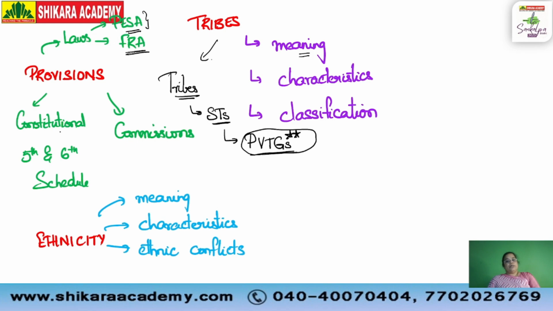Provisions are another important part. In the constitutional part, we are going to include briefly the provisions given to tribes under the 5th and 6th schedule. For example, under the 5th schedule, you have a tribal advisory committee, but under the 6th schedule, you have district councils and regional councils. What will be the role of a TAC? What will be the role of a DC and RC? Who constitutes a TAC? Who constitutes a district council and a regional council? I'm going to briefly tell you whatever is important for your exam from the 5th and 6th schedule. This again comes under polity, but I'm going to cover it here because it is a very important part of understanding tribes.